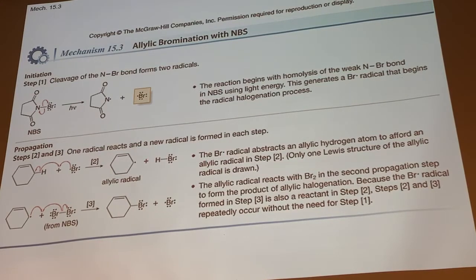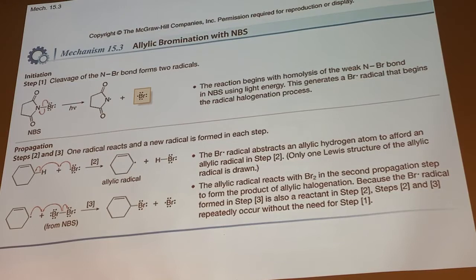Okay, so then we're going to form HBr as a byproduct in this reaction. And once we have our allylic radical, that's going to react with Br2 to give us our final product and regenerate the bromine atom or the bromine radical. So these two propagation steps are the same as the propagation steps in the regular radical bromination reaction that we learned earlier.